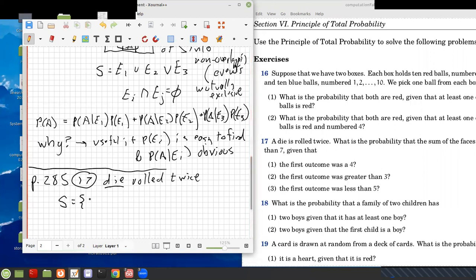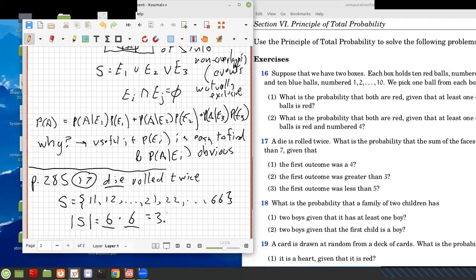the sample space is, if I roll one die, the numbers are 1 through 6. So the sample space is going to look like 1 1, 1 2, ... 2 1, 2 2, ... up to 6 6, where we label the outcomes as the outcome on the first die, the outcome on the second die. So the size of the sample space: the first die can have any of 6 possibilities, the second die can have any of 6 possibilities. The total number of possibilities, because the two outcomes are independent of each other, is going to be 36.